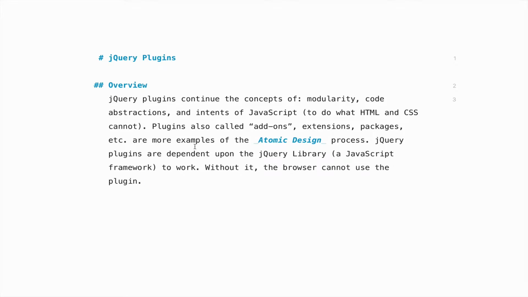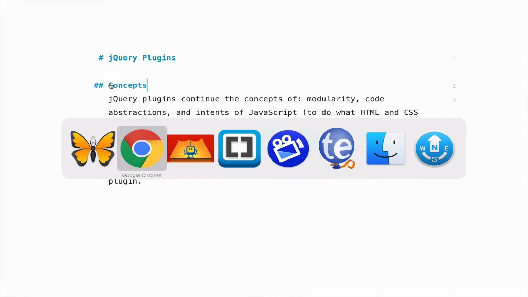Let's take a look at jQuery plugins and the concepts around jQuery plugins. So jQuery plugins allow us to extend this idea of modularity and code abstraction, and the real intention of JavaScript is to do what HTML and CSS cannot. So let's take a look at some examples of this.